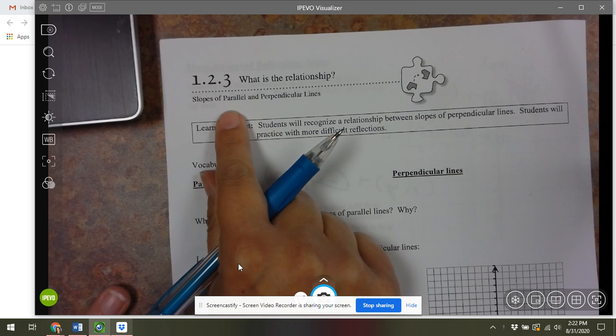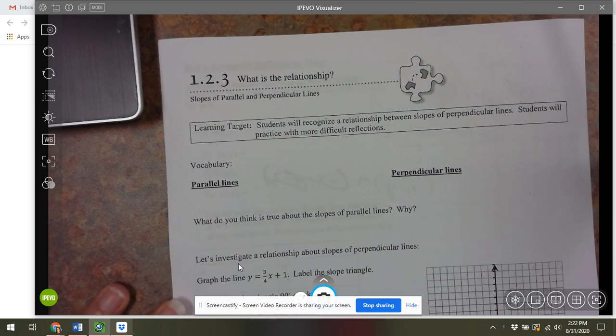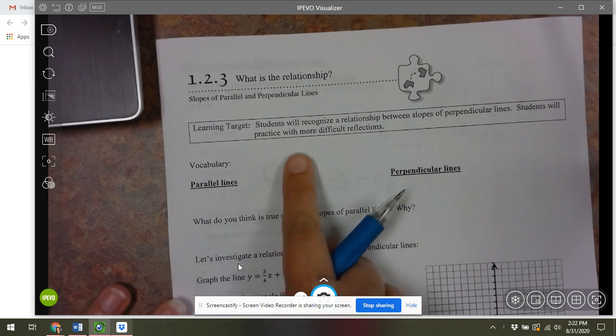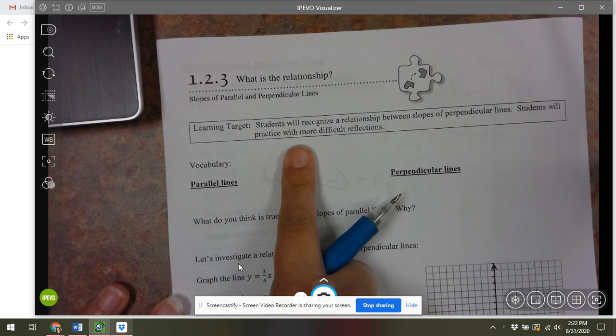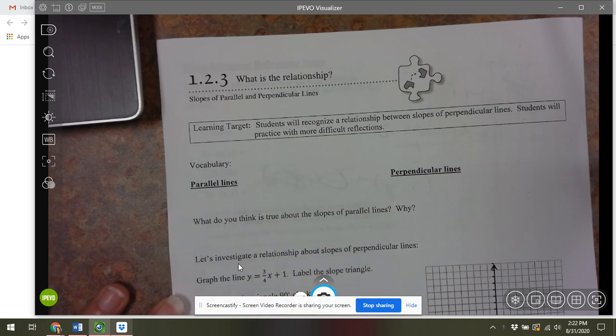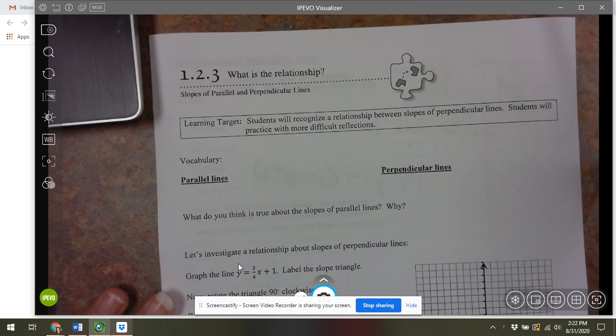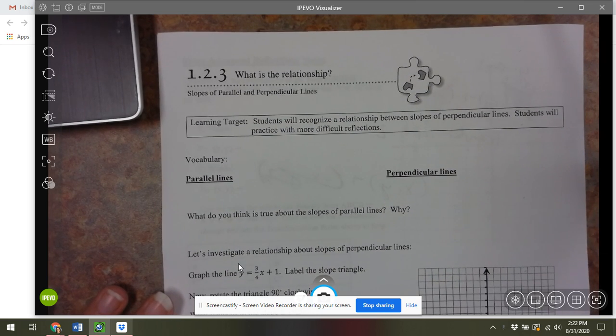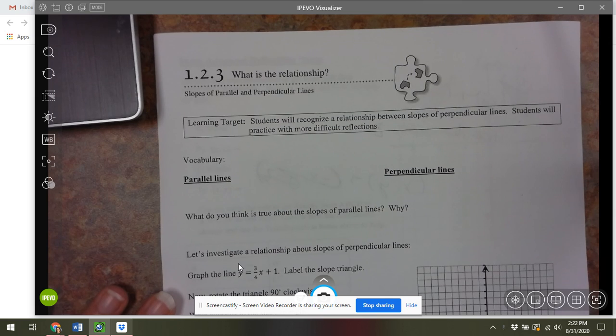Today we're going to look at lesson 1.2.3, which talks about slope of parallel and perpendicular lines. And then we're going to do some practice with reflections. So first, the learning target. Students will recognize the relationship between slopes of perpendicular lines, and they will practice with more difficult reflections. You should always know what you're supposed to get out of a lesson and know those learning targets.